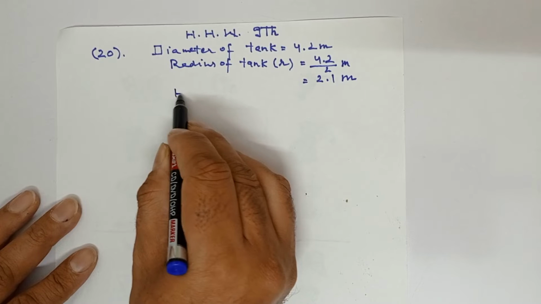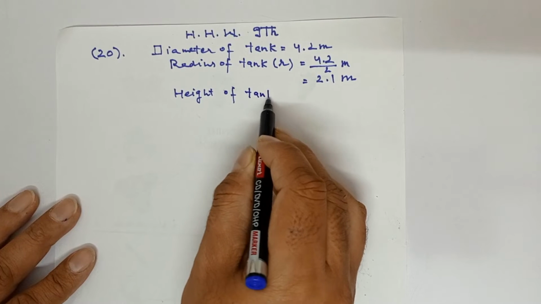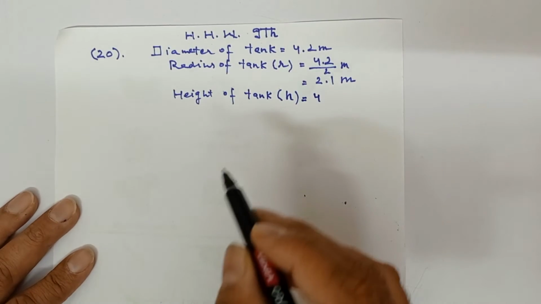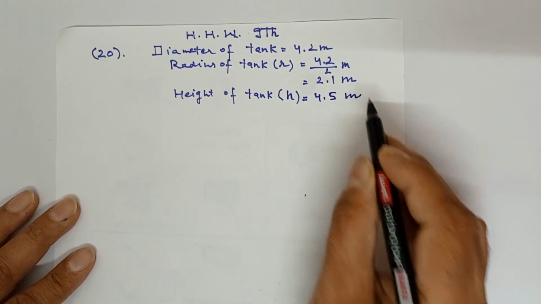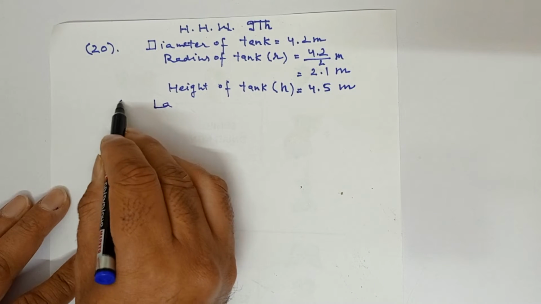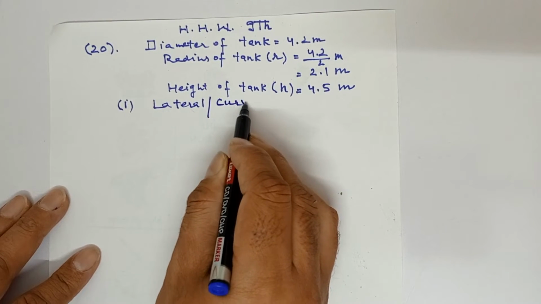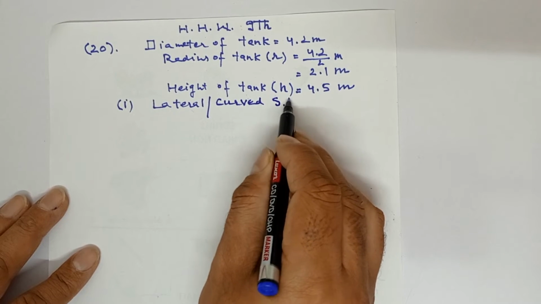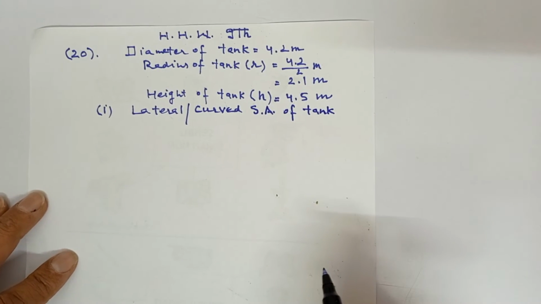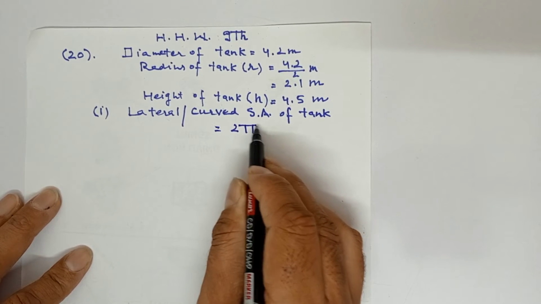What more is given? Height is given. Height of the tank, h, is given as 4.5 meter, right? So here, lateral or curved, first part is lateral, also called curved. You can say either lateral or curved surface area of the tank. So the lateral surface area of a cylinder, the formula is 2 pi r h.